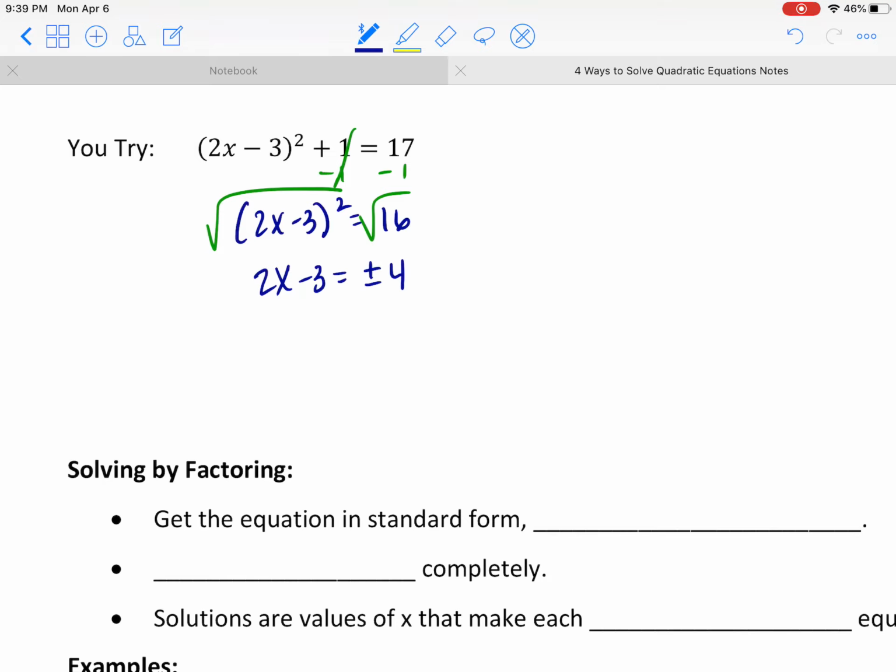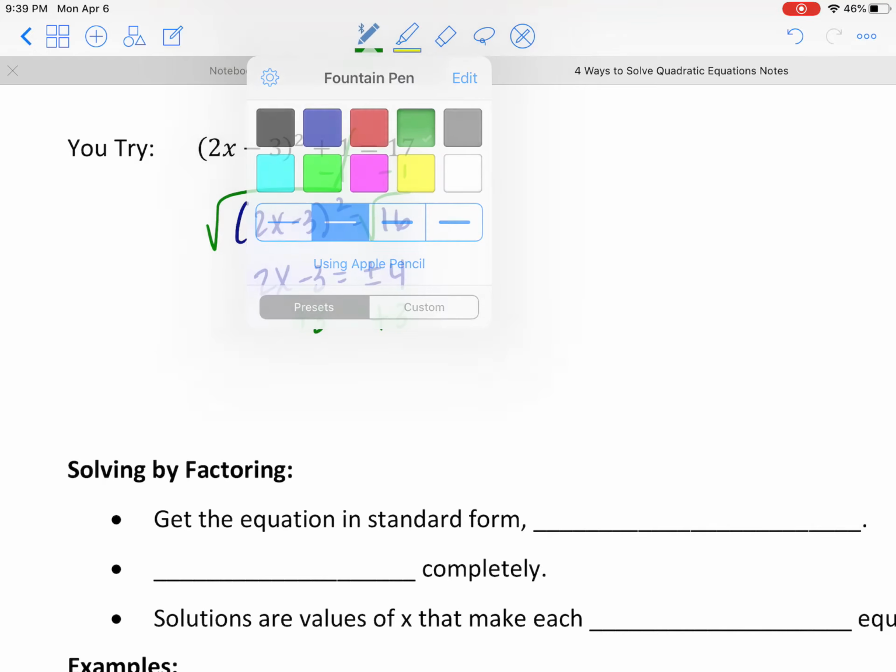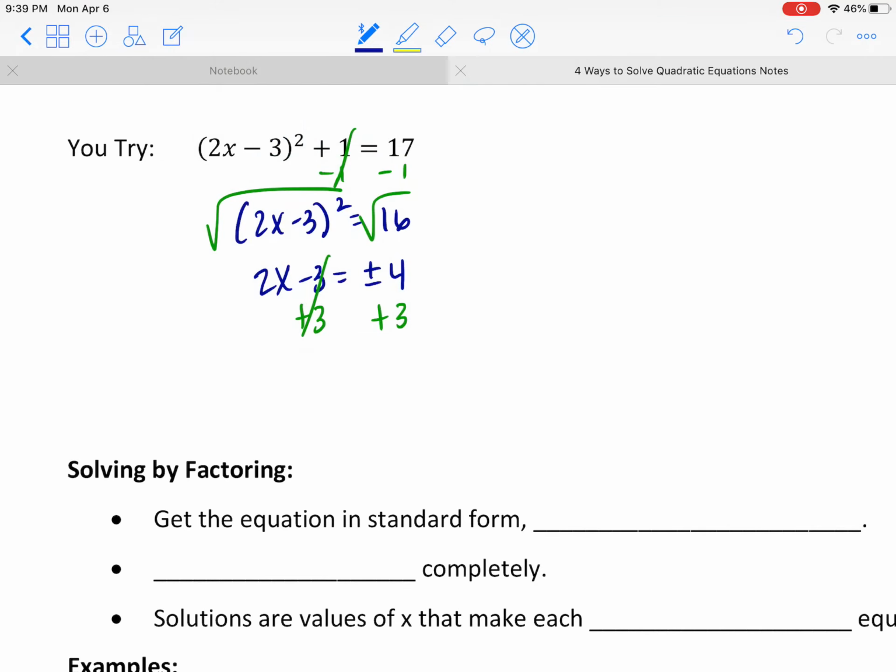We know we're going to get rid of the square by taking the square root. That leaves us 2x − 3 equal to, gotta put in the plus or minus. The square root of 16 makes 4. And then here's where it starts to get tricky, okay? I want to add 3 to both sides, but I'm adding 3 to 2 different numbers, okay? So I see a lot of mistakes here. A lot of people want to make this ±7, but it's not adding 3 to 4, it's adding 3 to 4 and negative 4.